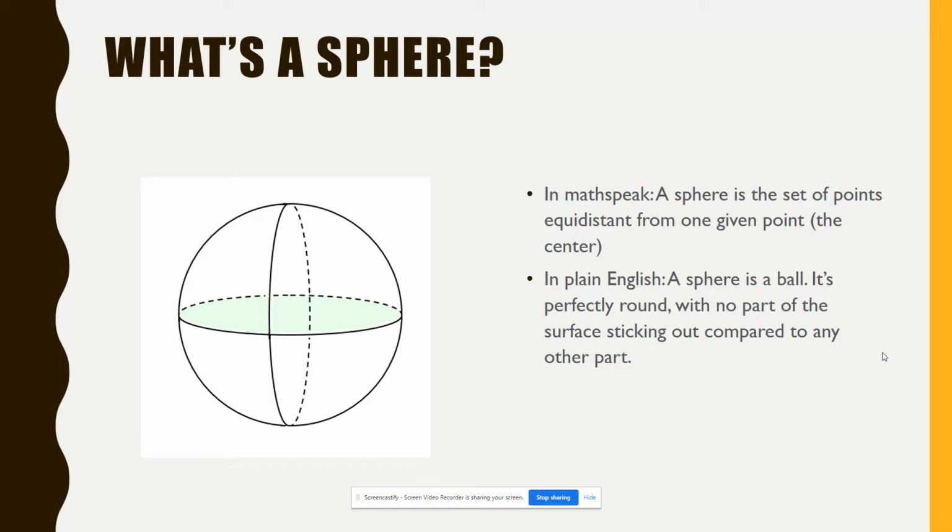So step one is, what is a sphere? It is the set of points that are equidistant from one given point. That's the center. In plain English, that just means it's a ball. It's perfectly round and no part of the surface is sticking out compared to any other part. They're all the same distance from the center.